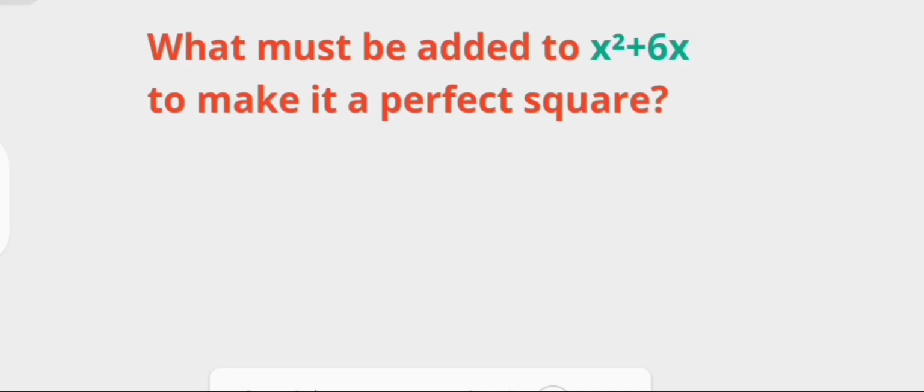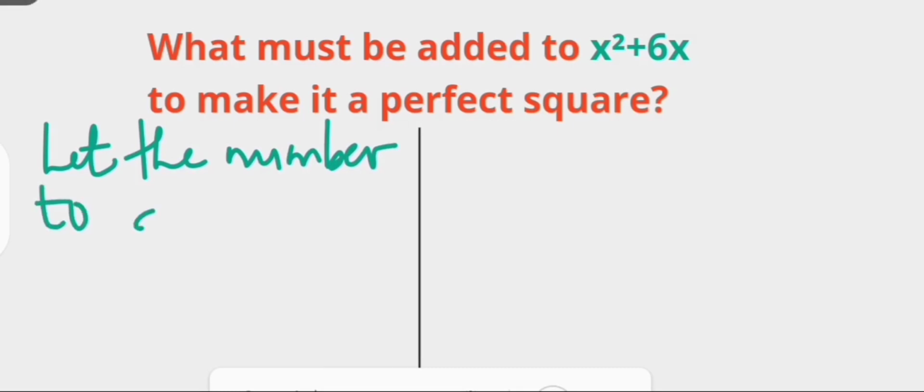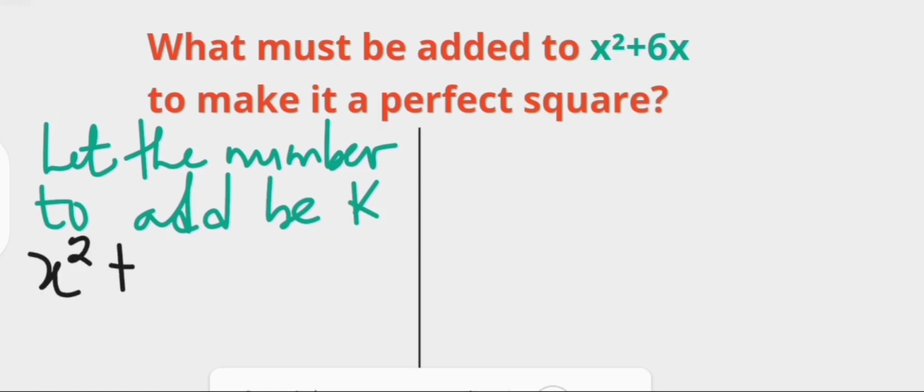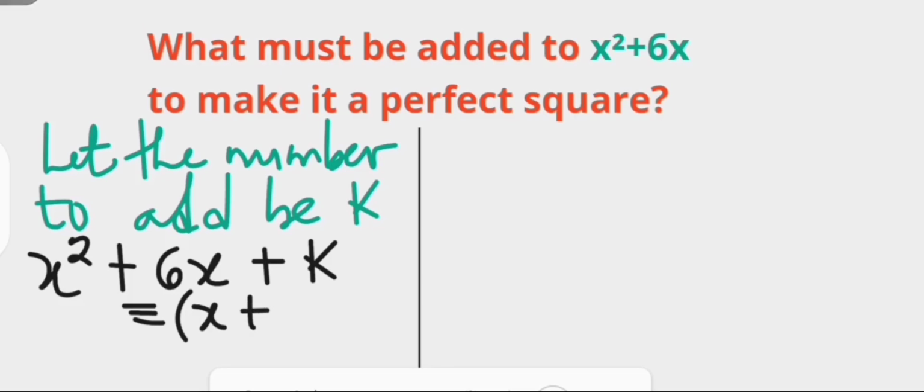...must be added to x² plus 6x to make it a perfect square. Let the number to add be k. Then the expression x² plus 6x thus becomes x² plus 6x plus k. This, for it to be a perfect square, must be equivalent to x plus, say, constant a all squared.